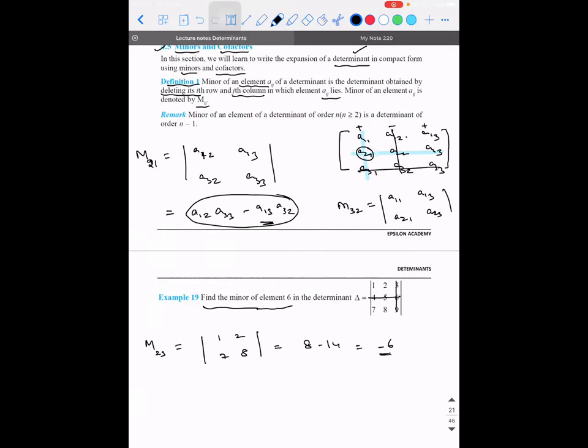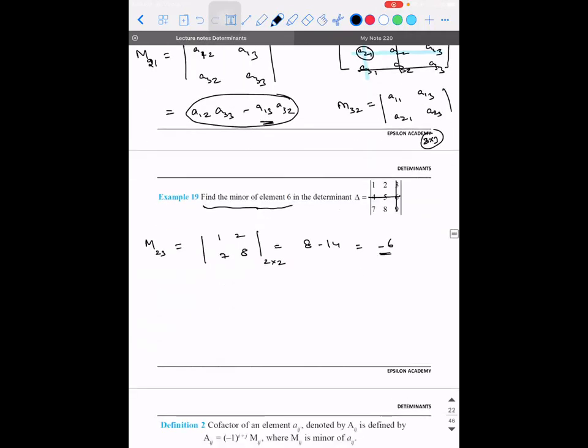Minor of an element of a determinant is the determinant of order n minus 1. What they're trying to say is, if the given determinant is of the order 3 by 3, then the minor of any number from that determinant will be of order 2 by 2. It will be n minus 1. Suppose I give you a 4 by 4 determinant. If I ask you to find the minor of each element, what will be the order of that minor? 3 by 3. It will be 3 by 3 order. You can actually find this, but they're not there in your syllabus, so don't worry about it.